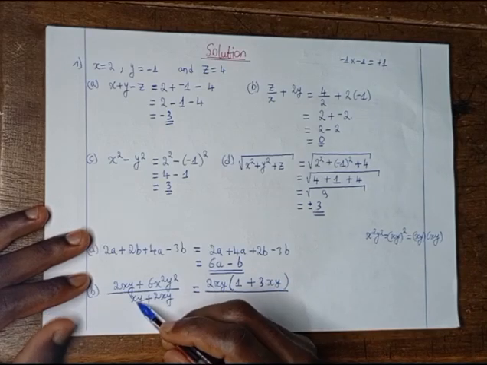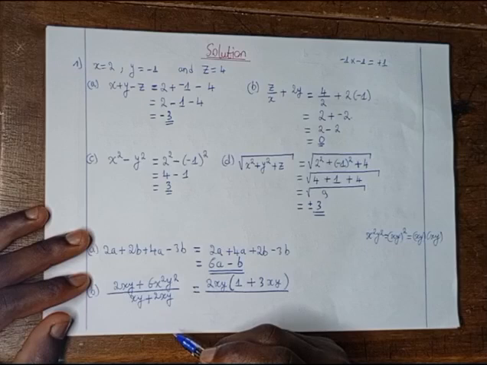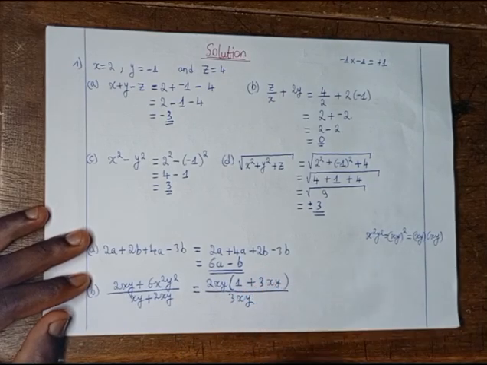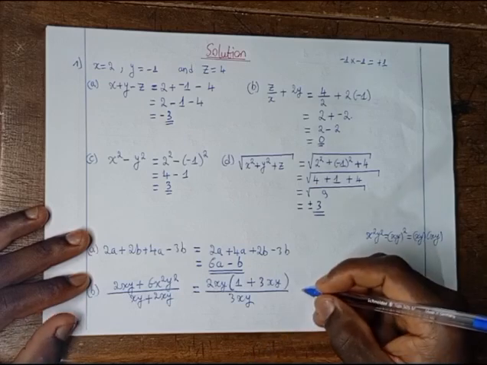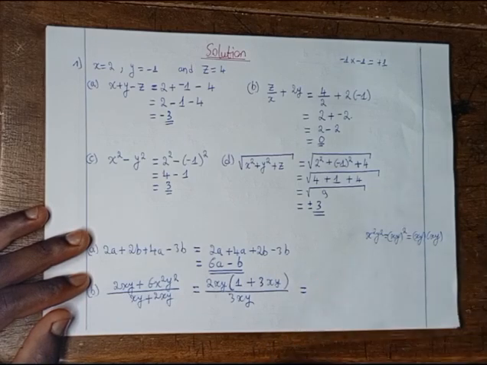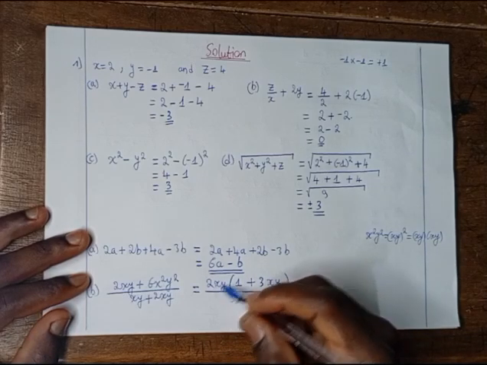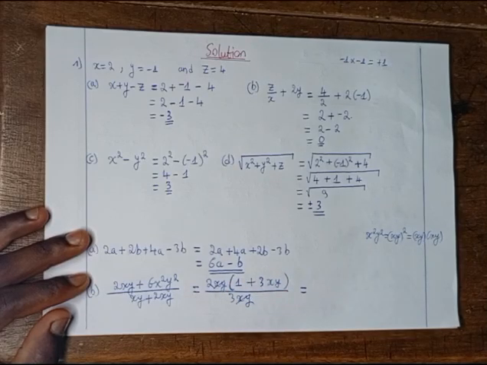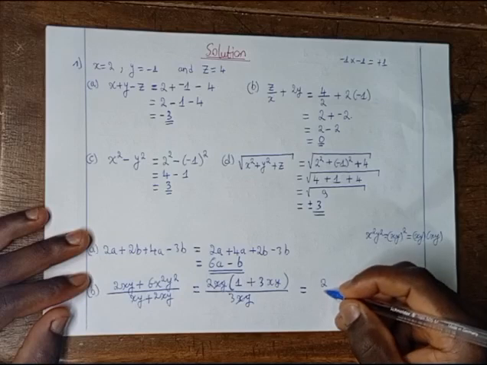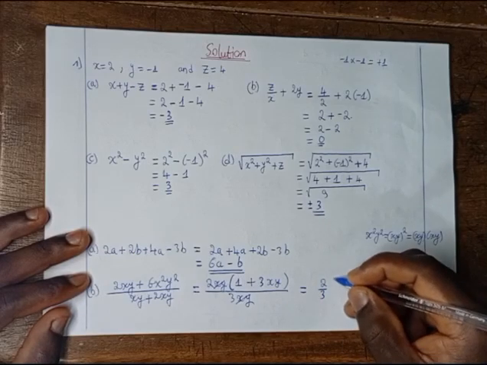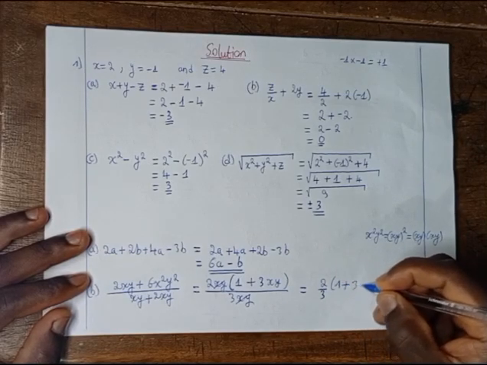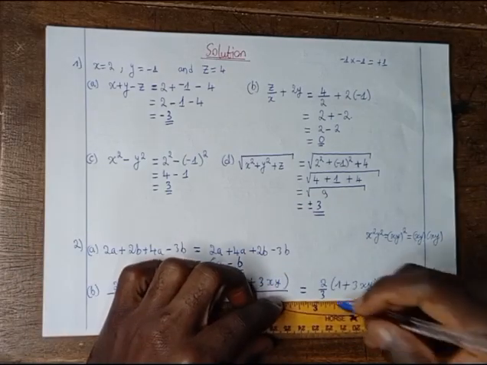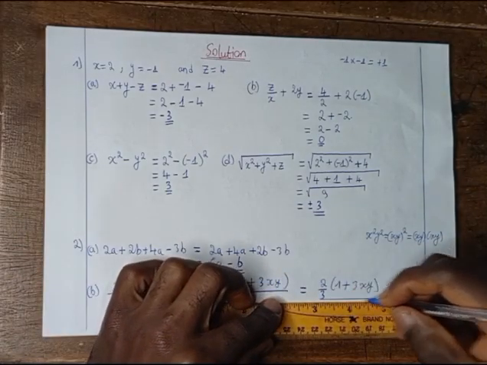Now at the denominator, we have xy plus 2xy will simply be equal to 3xy. Next, this will simply be equal to this xy which has been factored out. This will cancel the one at the denominator. We will be left with 2/3 times 1 plus 3xy. And this is the final answer.